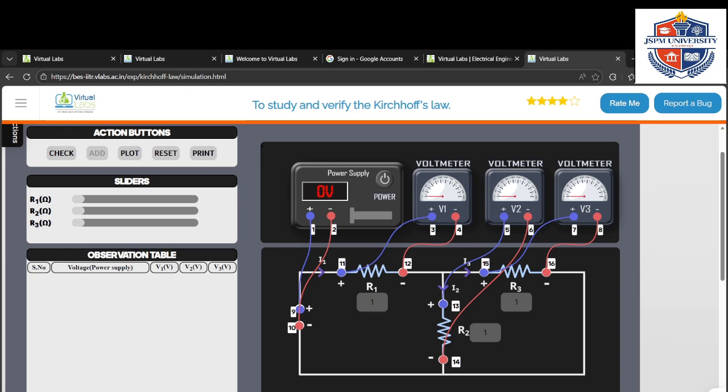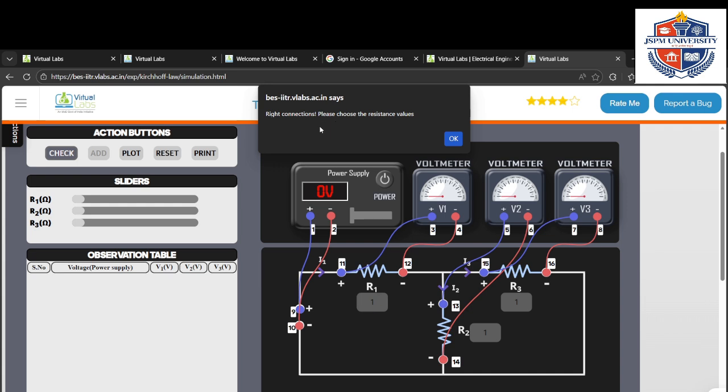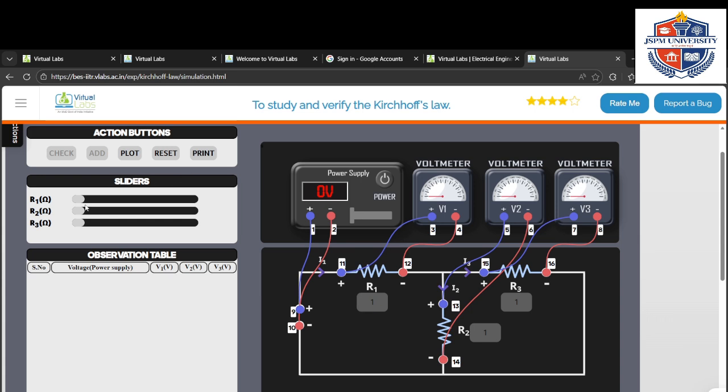After completing the connection, we should check whether what we connected is correct or not. So we have to check. Automatically, a small window will pop up where we can see the right connections. Please choose the resistance values. Now I am going to choose the resistance values. First resistance will be around 2 ohm, the second resistance around 4 ohm, and R3 I am going to choose as 6 ohm. Yes, now we have selected.